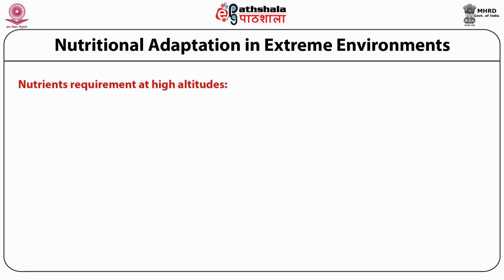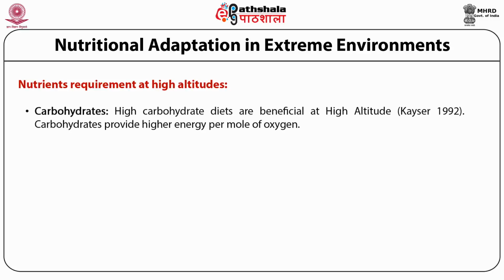Nutrient requirements at high altitude. Let's take each of them one by one. Carbohydrates. High carbohydrate diets are beneficial at high altitude. Carbohydrates provide higher energy per mole of oxygen. Diets high in carbohydrates are shown to enhance glucose metabolism at high altitude. Studies on Indian residents at high altitude show that up to 60% of energy is derived from carbohydrates.